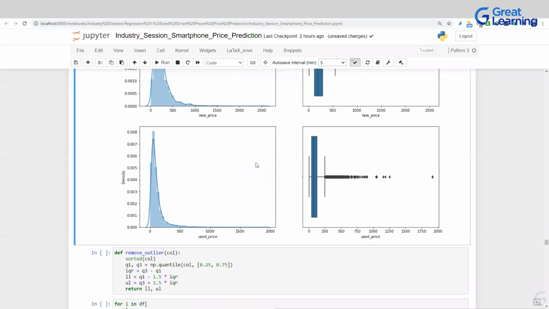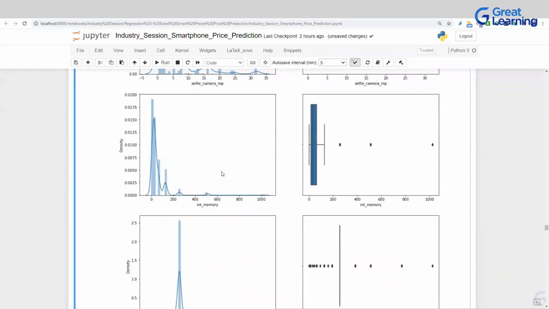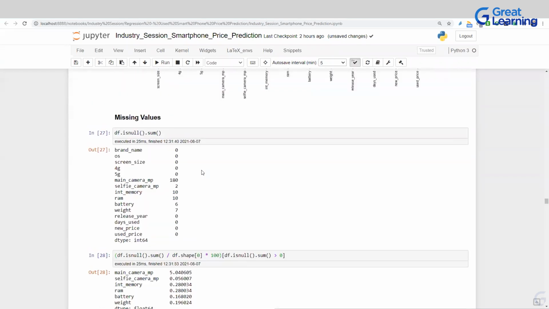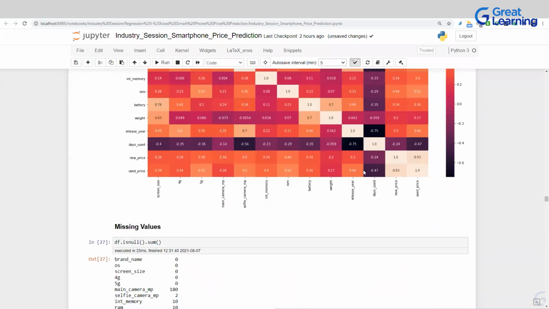Do we really have to build a linear regression if the data is not supporting linear regression facts? Because if we look at the correlations here, there is not much correlation with the dependent variable. For the used price, which is the dependent variable, the independent variables do not have a high correlation except for the new price. After new price, the highest correlation that we see is for days used, which is 47%. And that's a negative relationship.